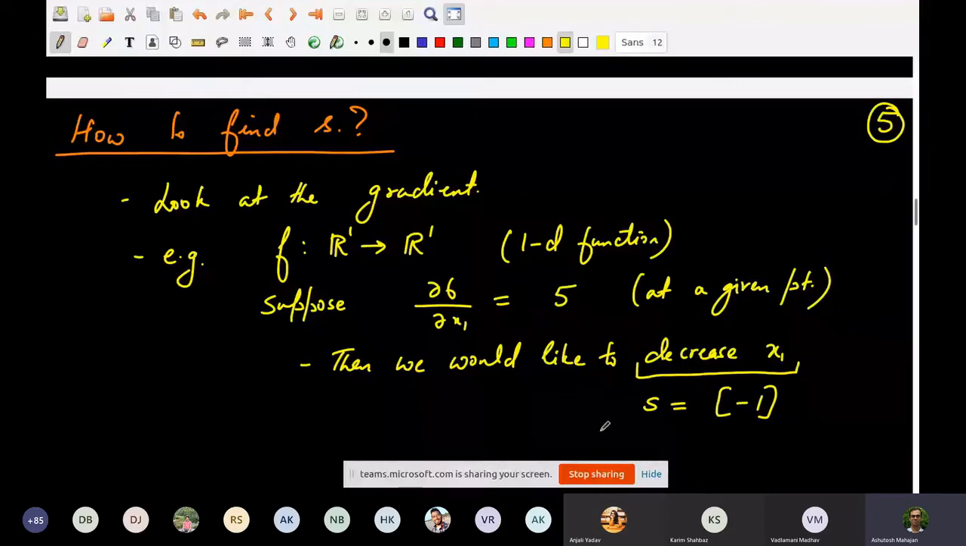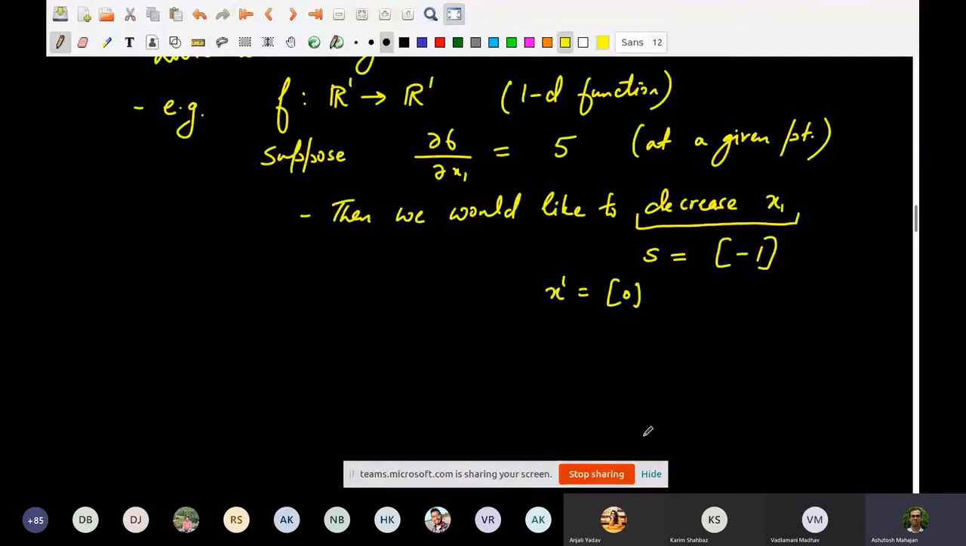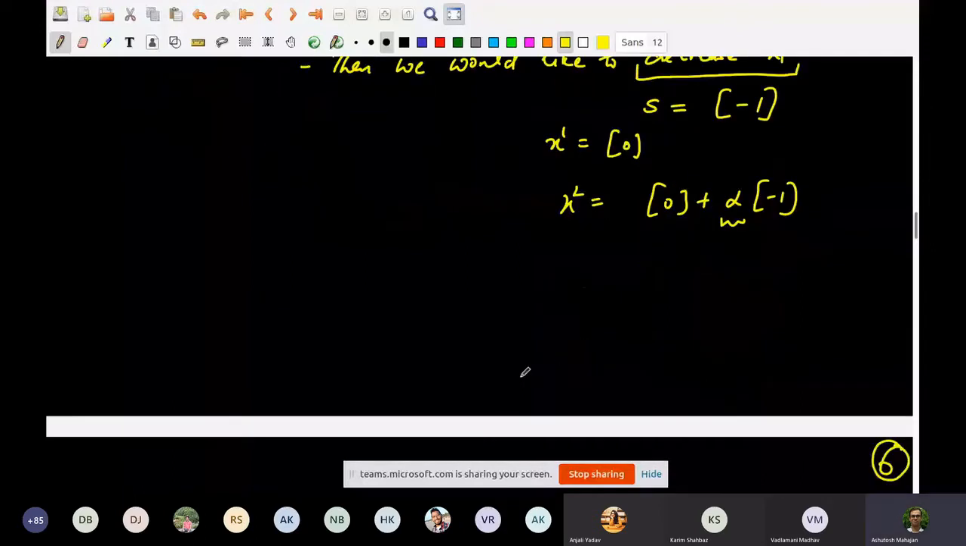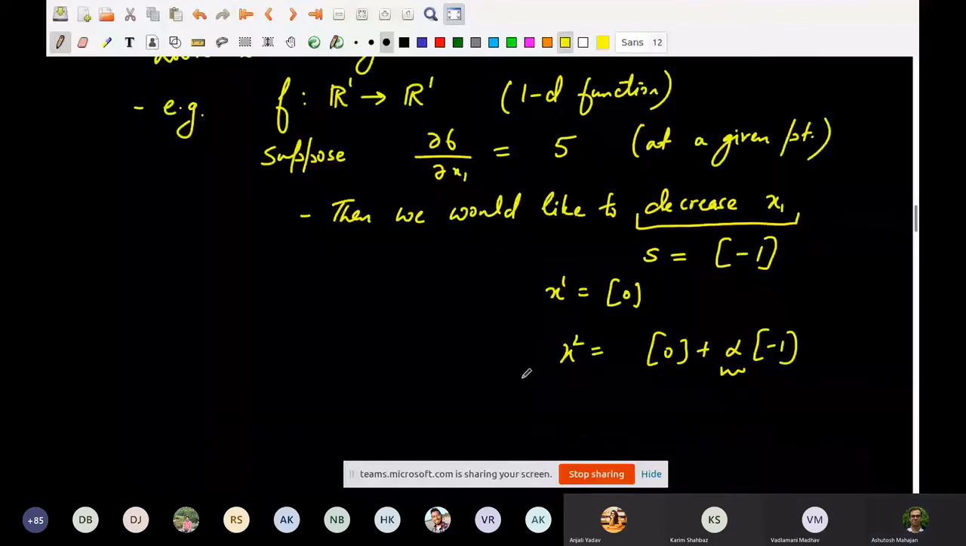So suppose x1 was 0, I was at the origin. Then x2 would be 0 plus some alpha times -1. Then I just have to decide what would be a good alpha. Okay, let's extend this to, let's say, 2 dimensions or maybe 3 dimensions.